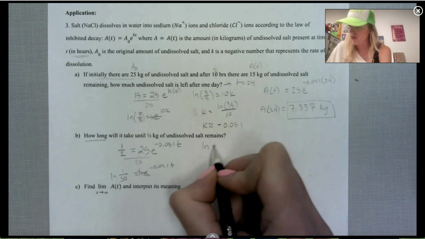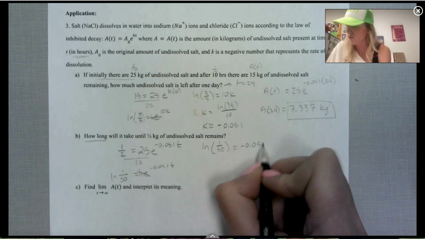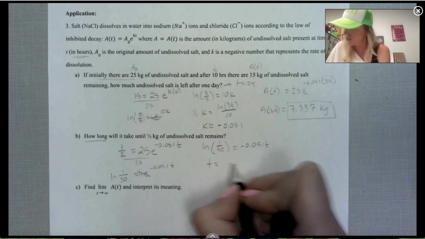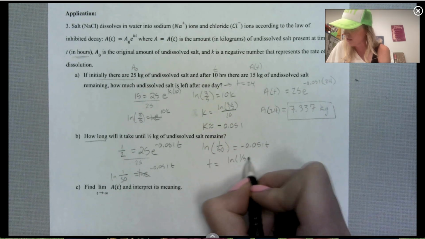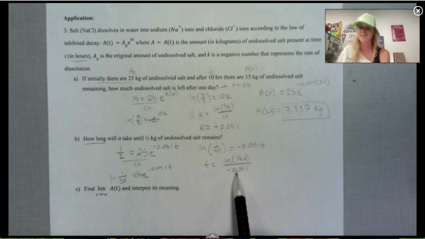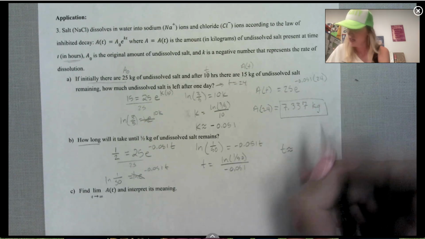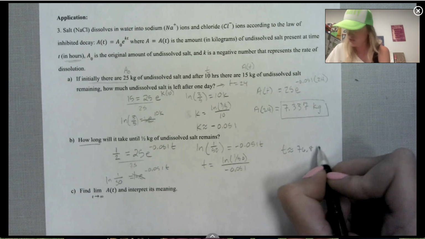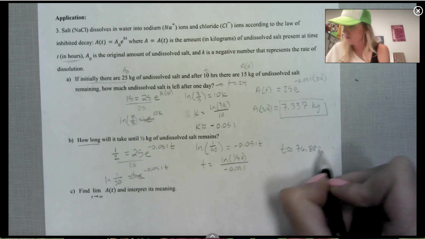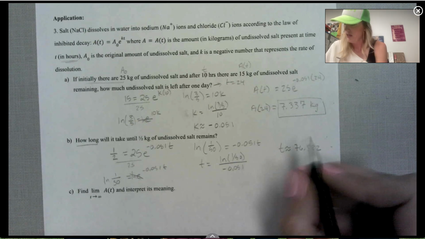Now natural log both sides to get rid of our e. So we have natural log of 1 over 50 equals negative 0.051 times t. Divide by that. So we have t equals natural log of 1/50th divided by negative 0.051. Okay, so that's my time. Plug that in our calculator to get an approximation. And we get approximately 582. All right, so this is the amount of hours it will take.